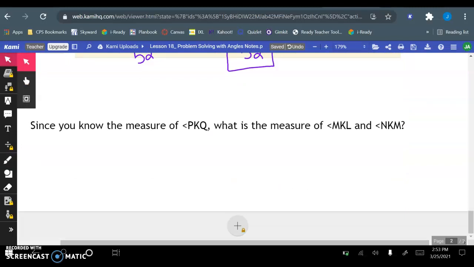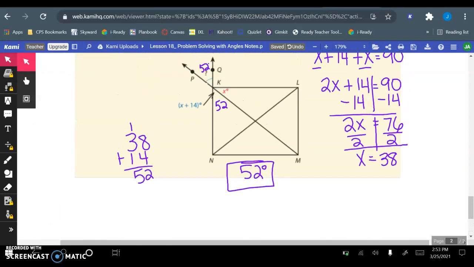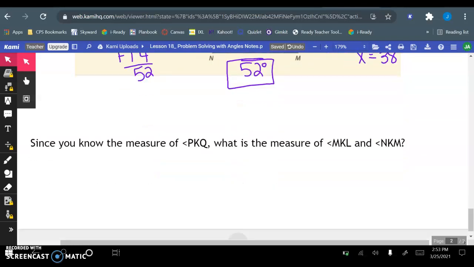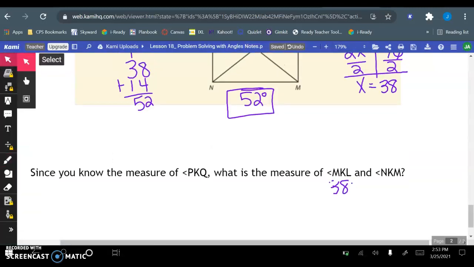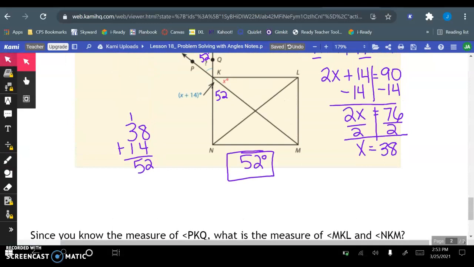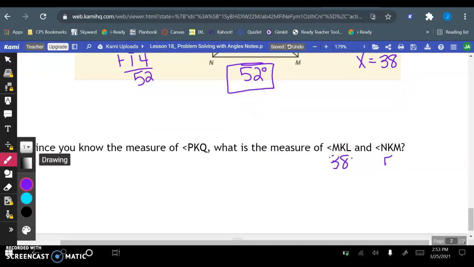Since we know the measure of angle PKQ, what is the measure of angle MKL? MKL is just x, and we figured out that was 38 degrees when we solved. 38 degrees, and NKM. NKM is that vertical angle, so it's 52 as well. So we already labeled those up.